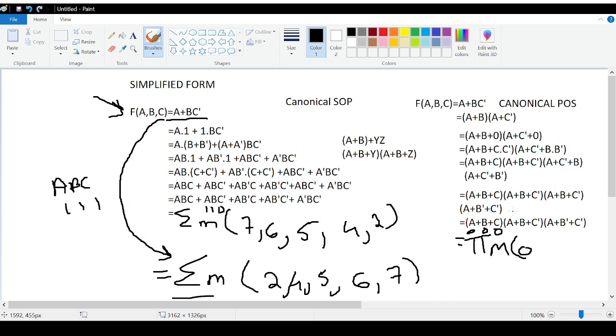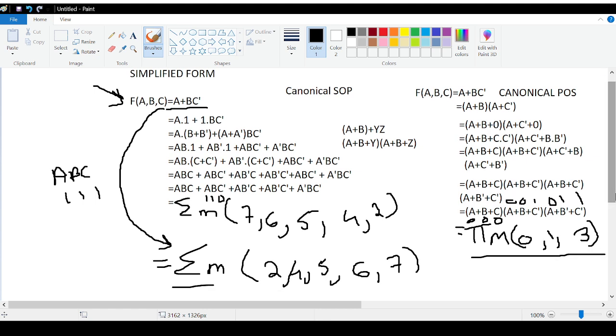And then this is going to be 0, 0, and if it's a bar, then it's going to be 1. So it's going to be 0, 1. And then this is going to be 0, 1, 1. So it's going to be 3. Okay, so this is my standard POS. Is this clear, everybody?